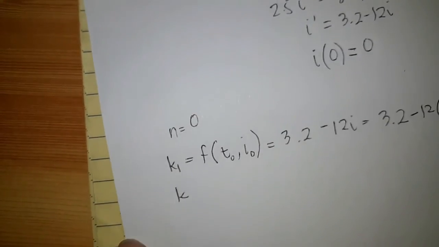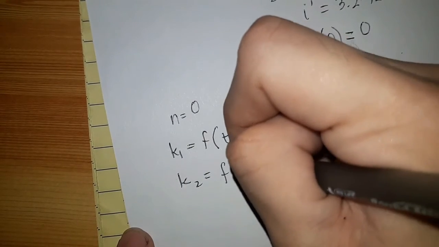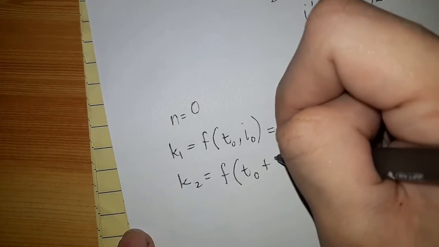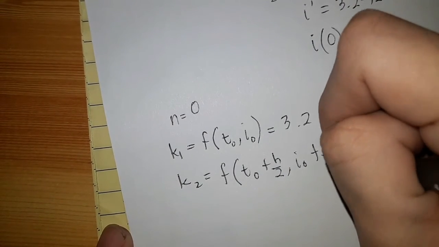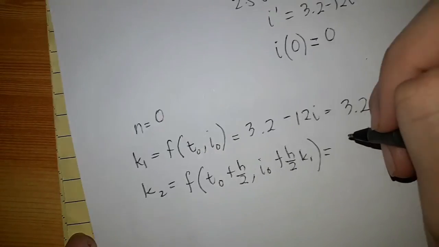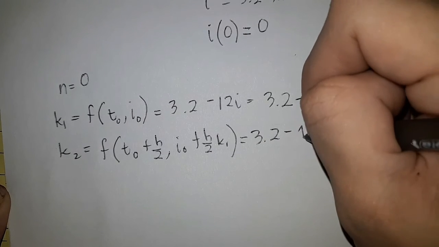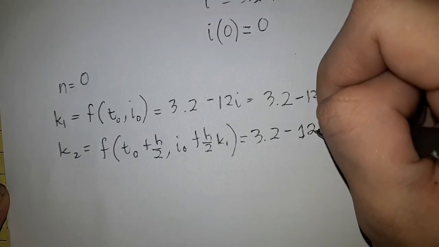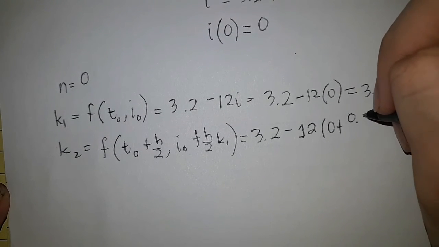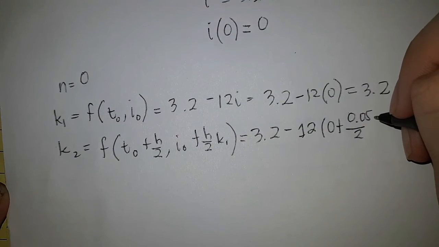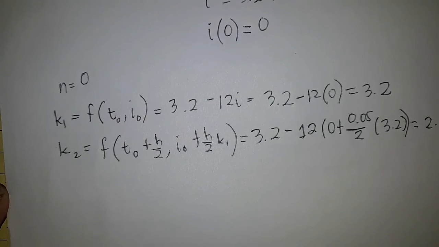So for k2, this is equal to the function of t sub 0 plus h over 2, I sub 0 plus h over 2 times k1, which is equal to 3.2 minus 12 times 0 plus the step size, which is 0.05 divided by 2, times the value of k1, which is equal to 3.2. So this one is equal to 2.24.